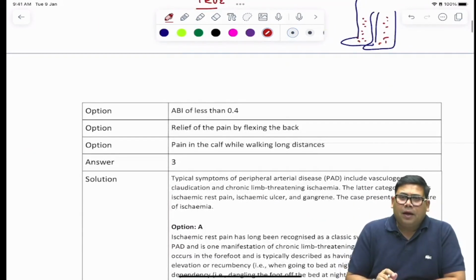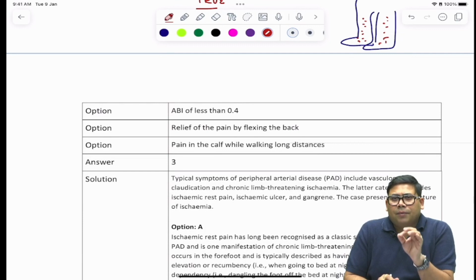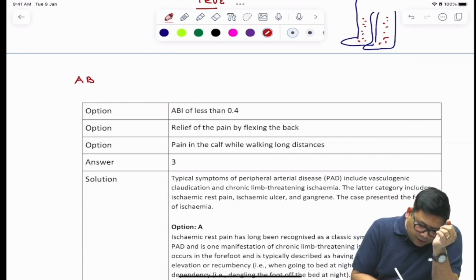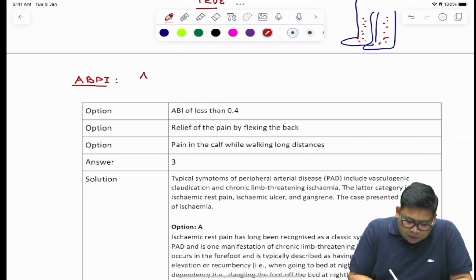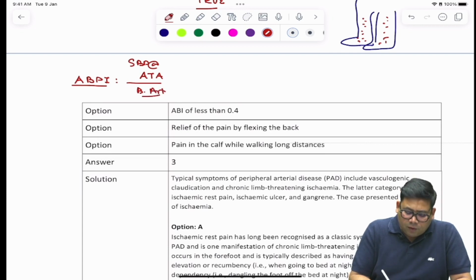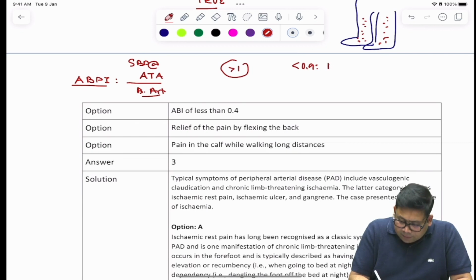Then ABPI. So when we have ankle brachial pressure index, what is ankle brachial pressure index? It's very simple. It's the ratio of the systolic blood pressure of the anterior tibial artery to the brachial artery. Always remember, normally it is more than 1. Less than 0.9 indicates peripheral arterial disease. Less than 0.7 increases the risk of intermittent claudication.